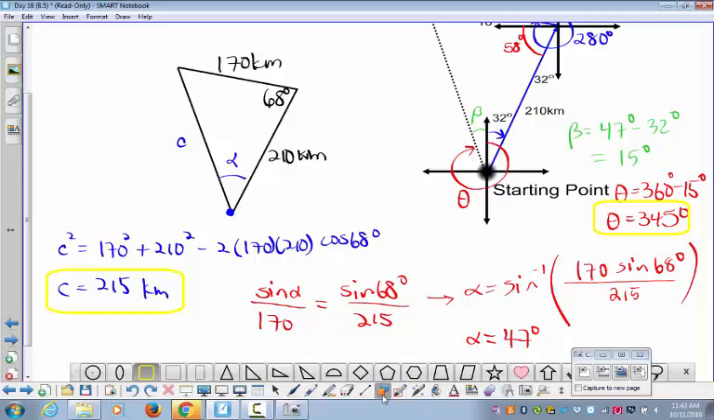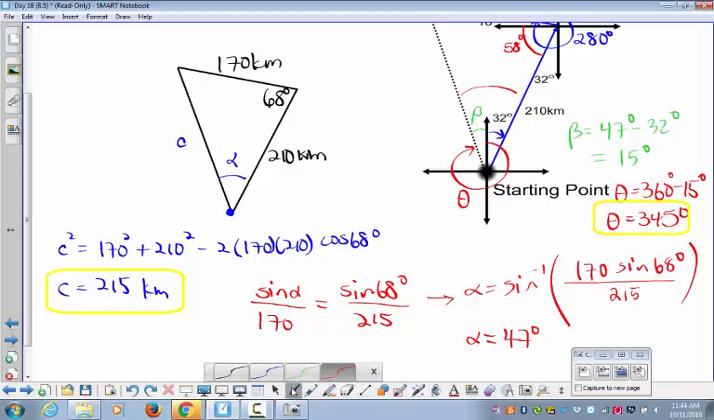So when we look at our triangle, we get this angle alpha. Angle alpha is this whole angle across. Angle alpha is that whole thing right there. So when we do our law of sines and get alpha to be 47, that's this whole angle right there. So if we want just this little sliver, we have to do 47 minus the 32 to get that one.